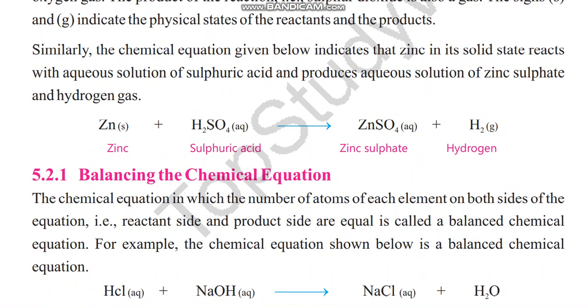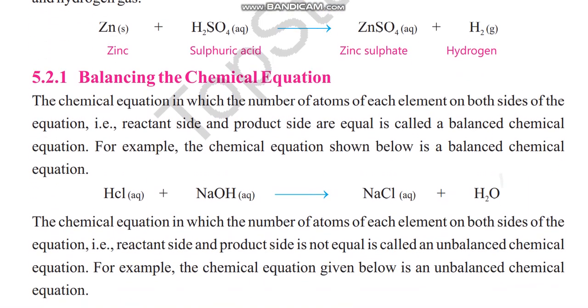The chemical equation in which the number of atoms of each element on both sides of the equation, for example reactant side and product side, are equal is called a balanced chemical equation. For example, the chemical equation shown below is a balanced chemical equation.